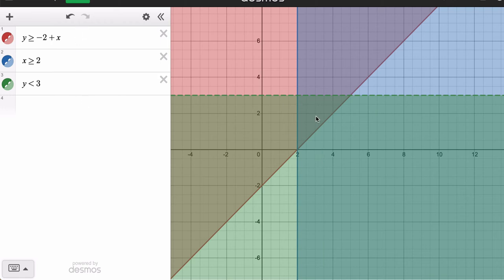So let's say I choose (3, 2). Let's see one of those points, (3, 2), and I label it. So (3, 2) actually satisfies all three inequalities. The first one: y, which is 2, is greater than or equal to negative 2 plus 3. Well, negative 2 plus 3 is 1, right? Plug in the x value, and 2 is greater than or equal to 1. So it satisfies the first inequality. x has to be greater than or equal to 2. It is, it's 3. And y has to be less than 3. It is, it's 2. We're also interested in the vertices of this bounded polygon here.